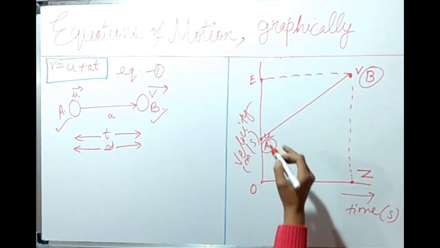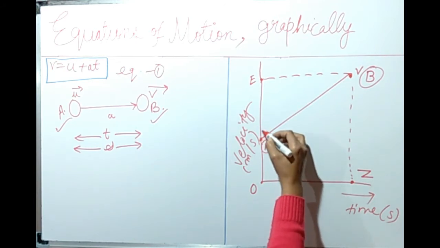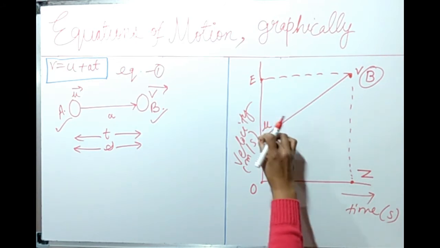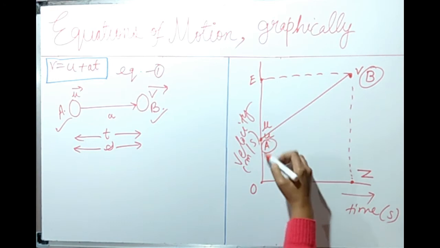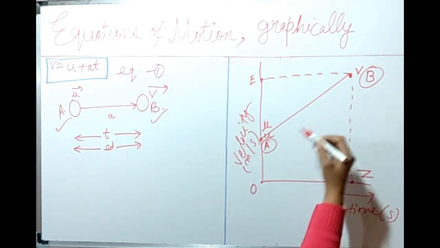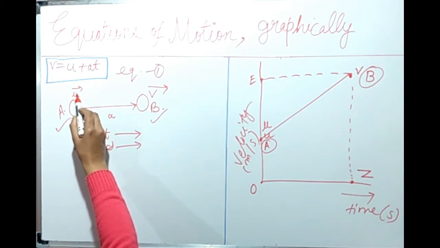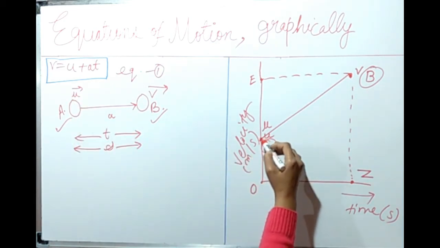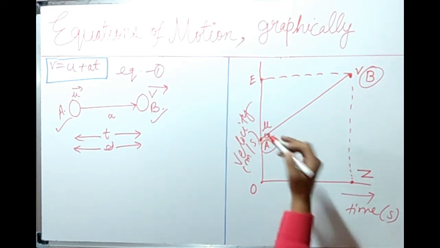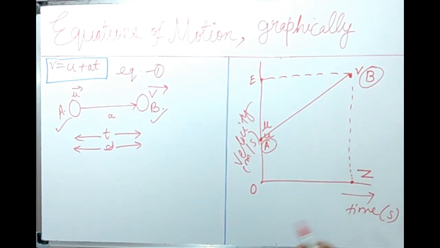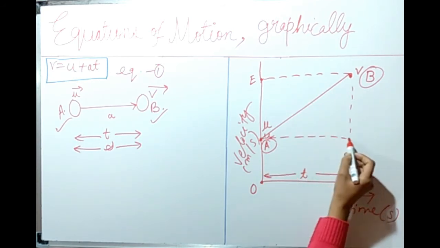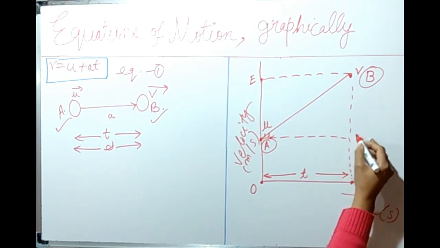The point to be noticed is that this is the initial velocity u, which is not 0. If it were 0, then the graph would be starting from here. So earlier the object was moving with some velocity, it could be 5 meter per second, 10 meter per second. So u is not 0. It is some value here. Now, this is time t. Let's mark this point D.